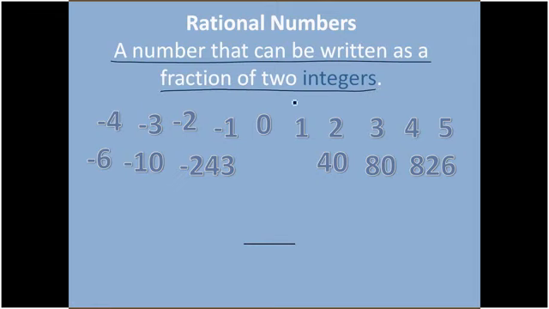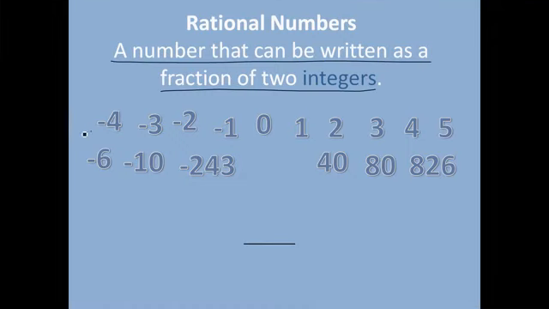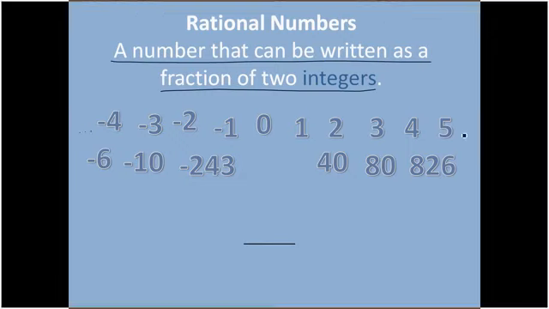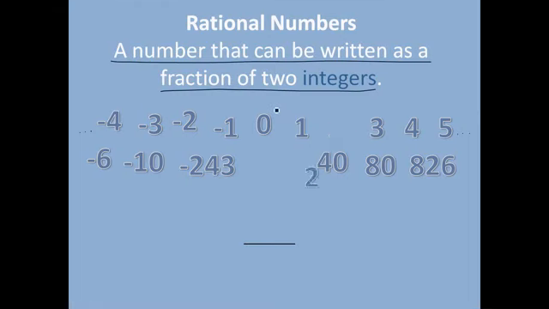Remember the integers were dot, dot, dot, -4, -3, -2, -1, 0, 1, 2, 3, 4, 5, dot, dot, dot. Those were our integers. I've thrown in some other integers here that are not on the list: -6, -10, -240. When I say not on the list, I mean that they're sort of in the dot, dot, dot part. I didn't write them out that far, but they certainly are integers. So all these numbers here are integers. To make a rational number, we're going to make a fraction of these 2 integers. So we're going to take one of these integers and put it in the numerator. Let's pick 2.